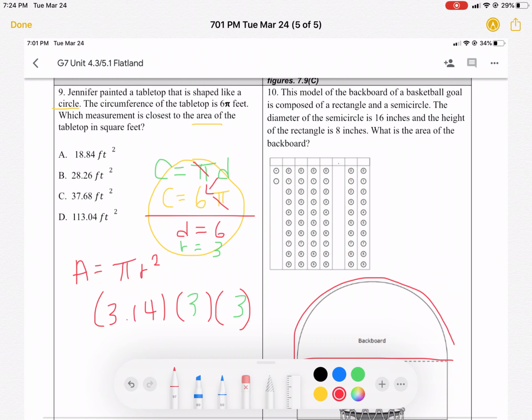Okay, so this one I know it's going to be pi r squared divided by 2 because it's a semicircle. Pi is 3.14. Radius is going to be, let me figure out, diameter is 16, so that means radius is 8. You're gonna have to solve this one.